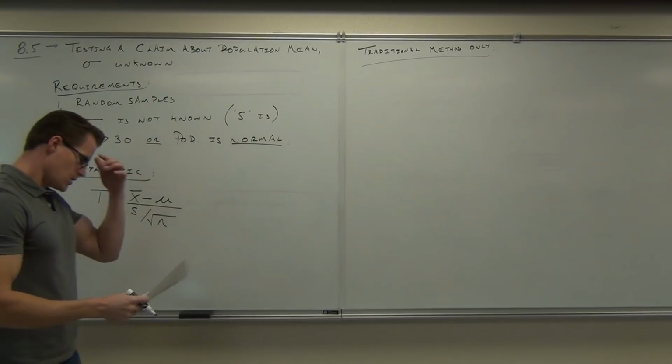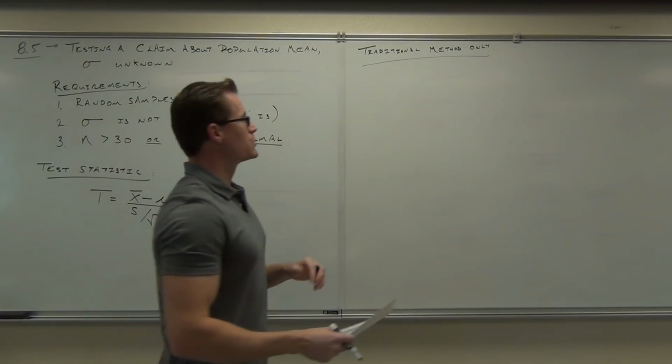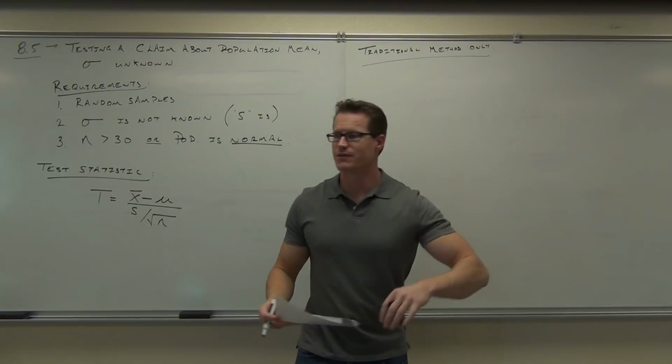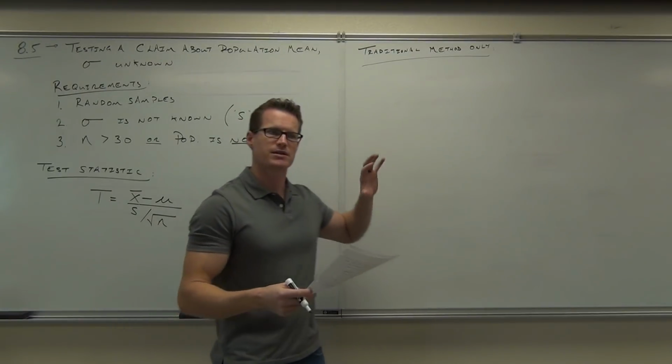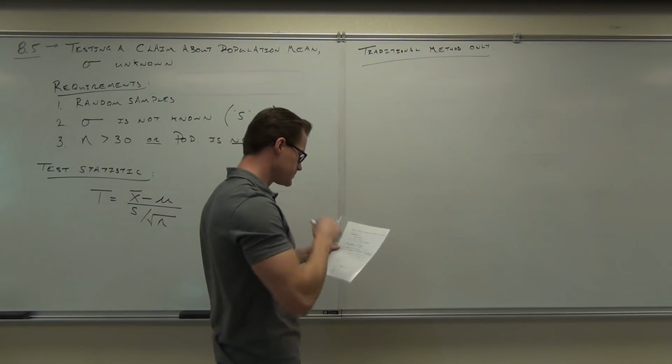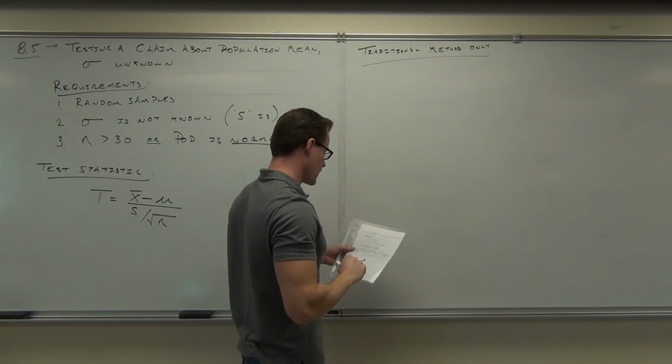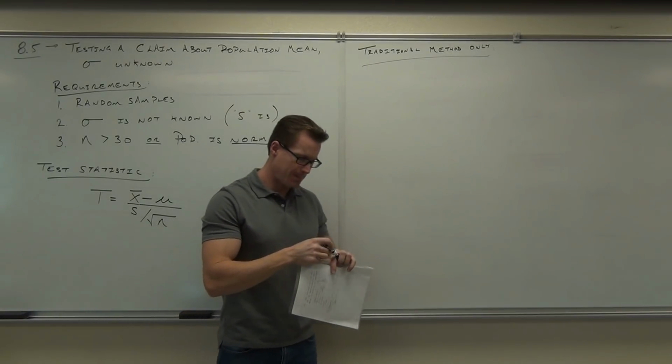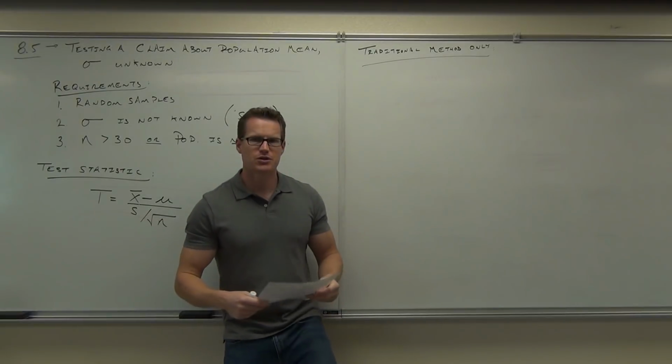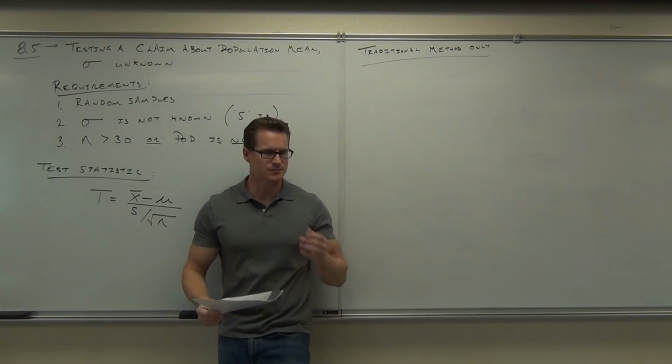Traditional method only. Let's do this with an example. We'll work our way through all 7 steps, figure out if we can apply the last information to this section. So let's say that, excuse me, you're in the business of bottling soda.